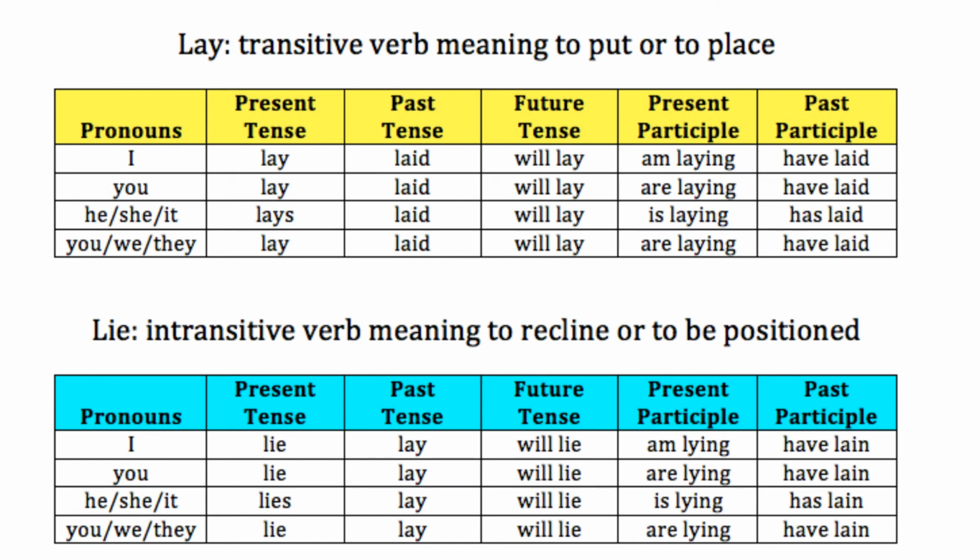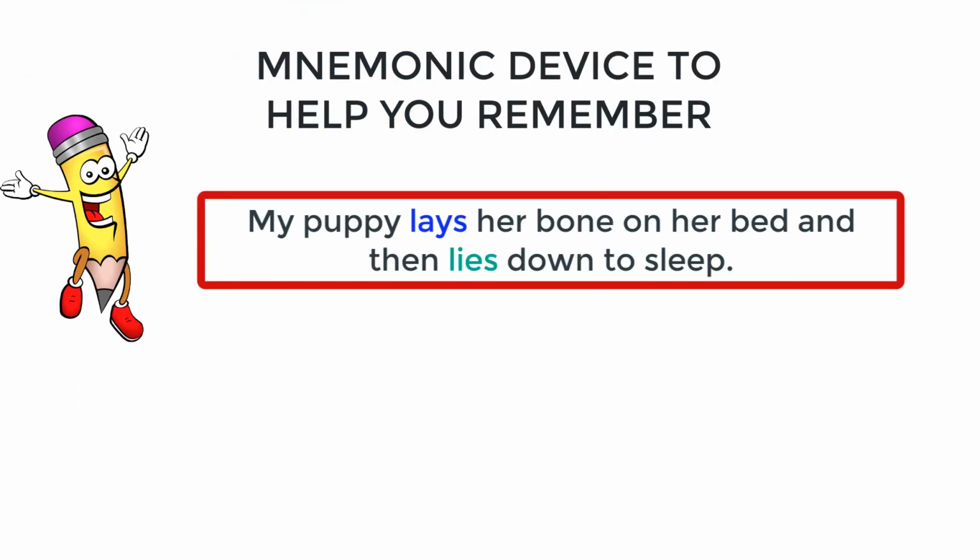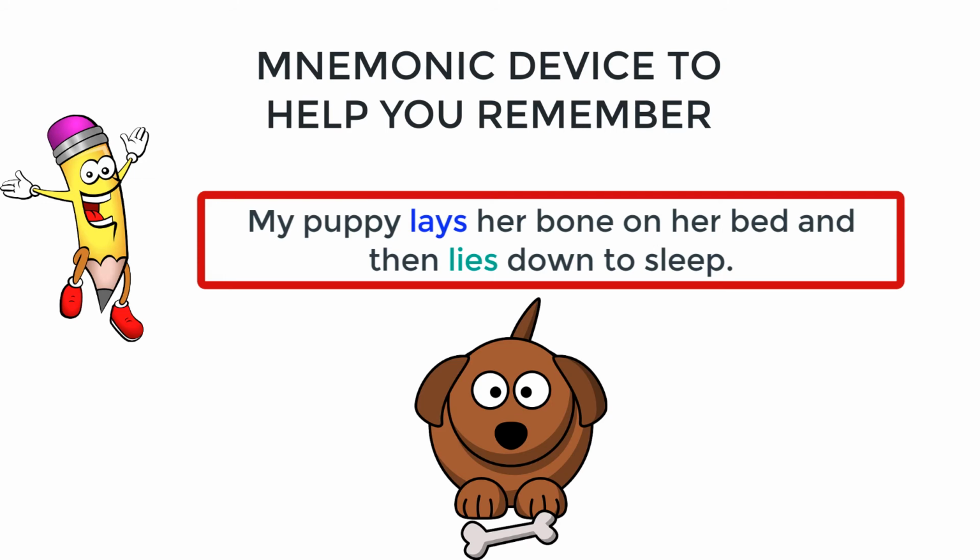How did you do? Remember that lay means to put or to place, and it takes a direct object. Lie means to recline or to be positioned, and it never takes an object. Here's a sentence to help you remember. My puppy lays her bone on her bed and then lies down to sleep.